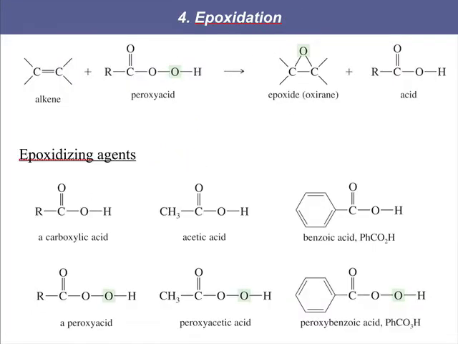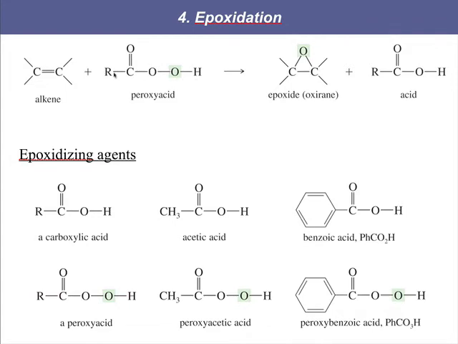Our fourth reaction, along the same lines as carbene formation, is epoxidation or epoxide formation. An epoxide, also called an oxirane, is a three-membered ring where one of the atoms is an oxygen. Before, we were just making, with carbenes, three-membered rings of carbons. Here we have three-membered rings with an oxygen. That's an epoxide, and epoxides are formed by starting with an alkene and adding what's called a peroxy acid.